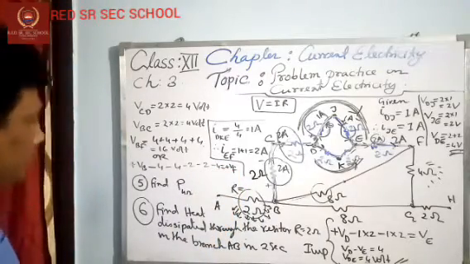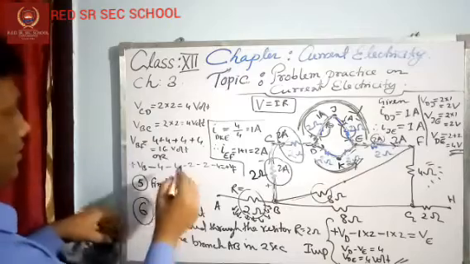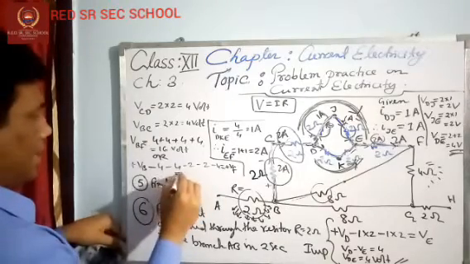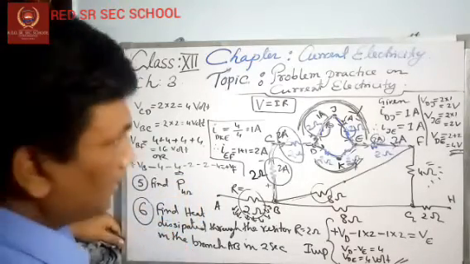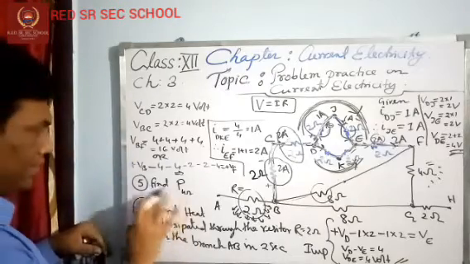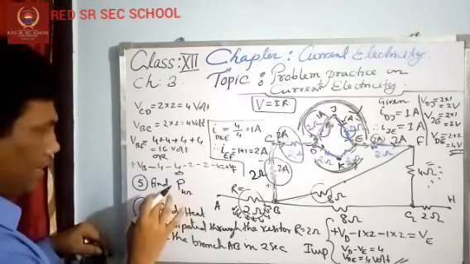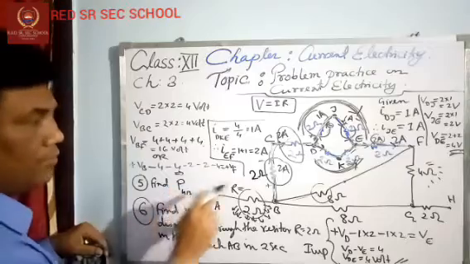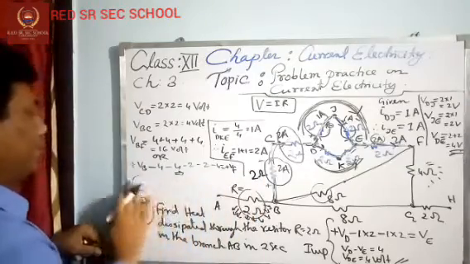Now you see what I find from this expression. I have to wrap this question also, though it is not attempted. Remember, that is find power through 4 ohm. Okay, remember? Power through 4 ohm.